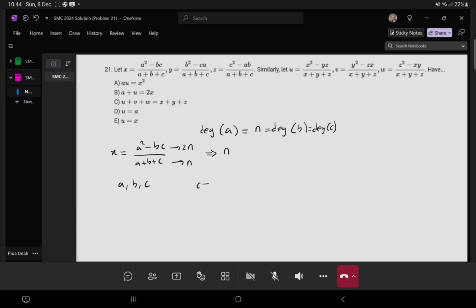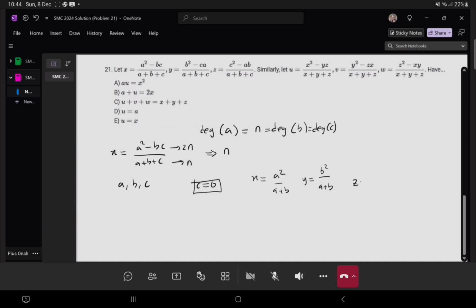So maybe you can just pick C to be 0. There's no reason why not. If we do that, X will become A squared over A plus B. Maybe this will guide us a bit to make the fractions not too heavy, and we'll also avoid the denominators being 0. If A and B are coprime, then most likely this will not work except if the denominator is 1. So we may want A plus B to be precisely 1.